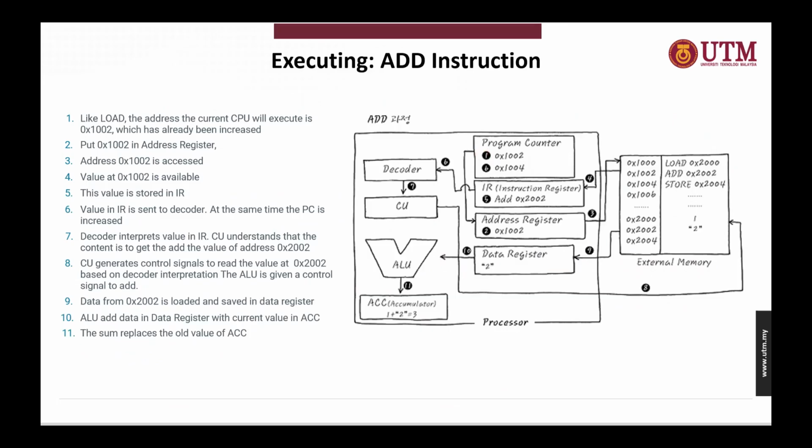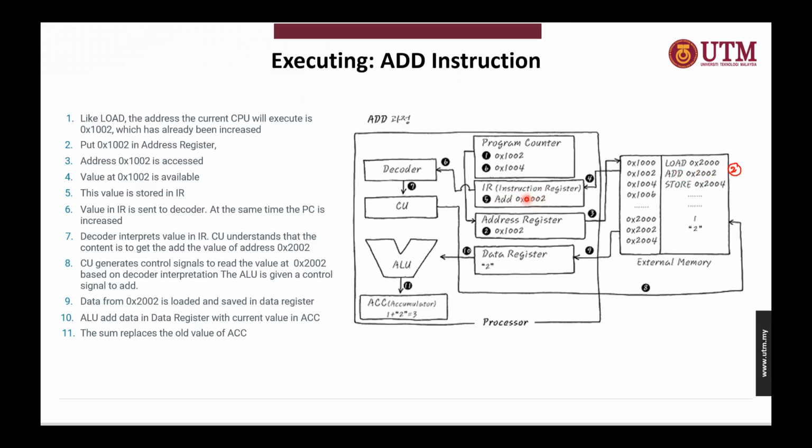Okay, now this is the second instruction. Previously the program counter was increased from 1000 to 1002. Right? So what happened here is this address will be sent to the address register, and the address register will find 1002. Where is 1002? Still inside of this program memory. Load the instruction ADD 0x2002 into the instruction register. So you can see ADD 0x2002 is now put inside of the instruction register.